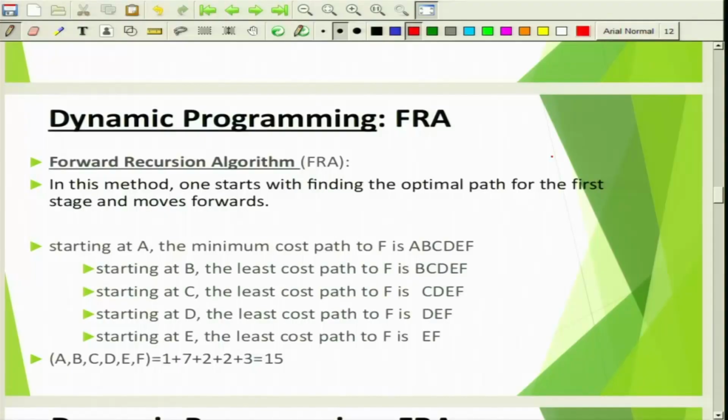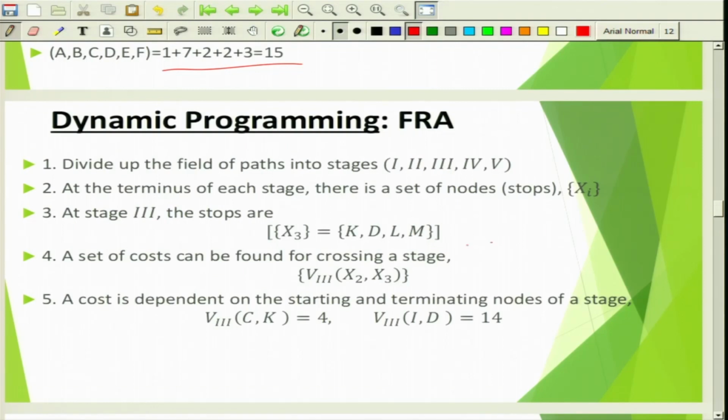So let us say starting at A, the minimum cost path to F is A, B, C, D, E, F, and starting at B the least cost path to F is B, C, D, F, and similarly starting at C the least cost path could be C, D, E, F to reach F, and starting at D the least cost path to F is D, E, F, and starting at E the least cost path to F is E, F. So overall it is A, B, C, D, E, F, right, and that comes out to be 1 plus 7 plus 2 plus 2 plus 3, which is 15. Now we will try to understand mathematically, step by step, how we have come to this solution.